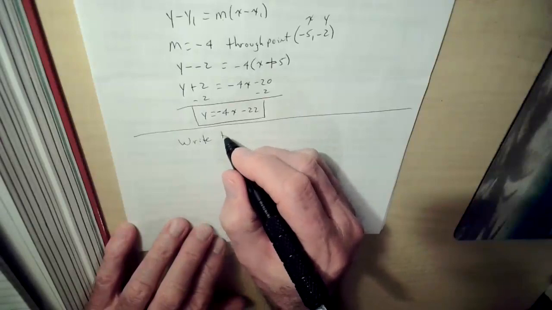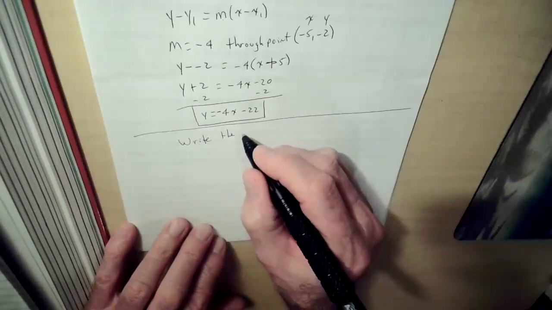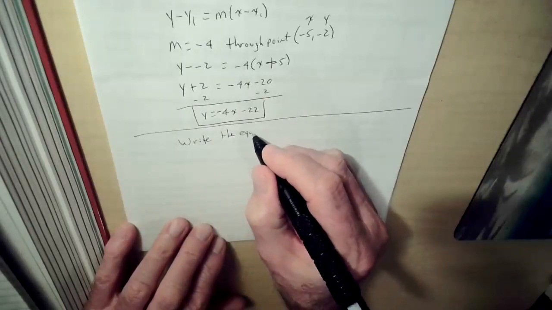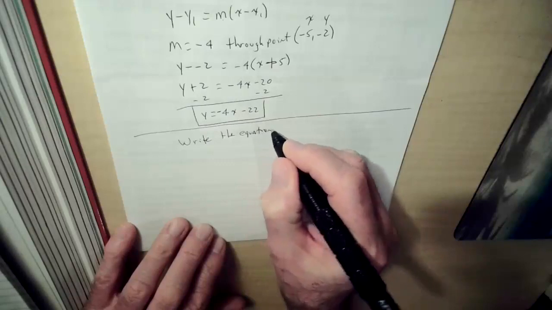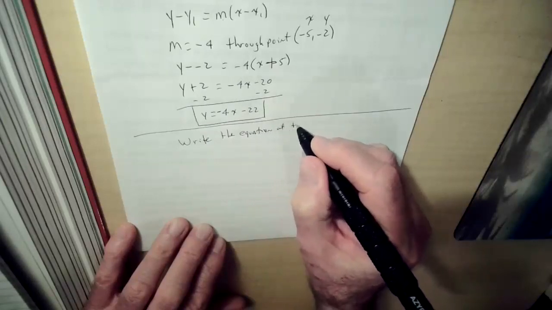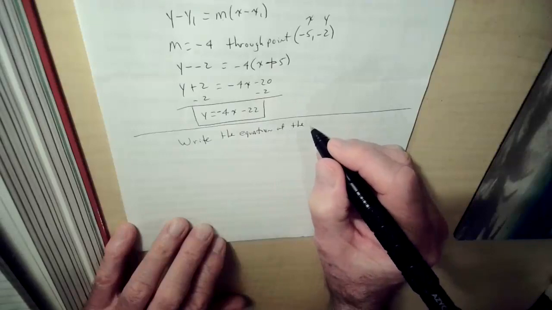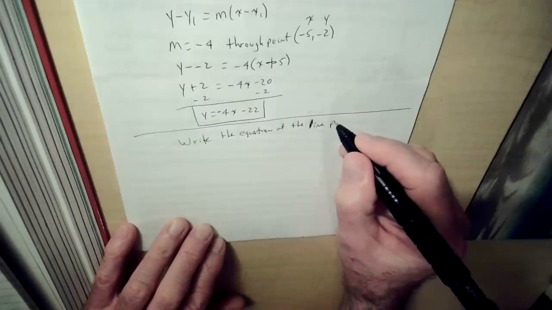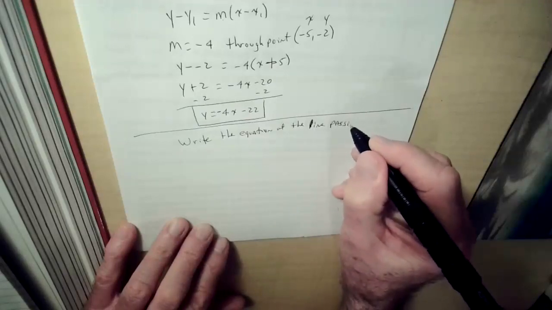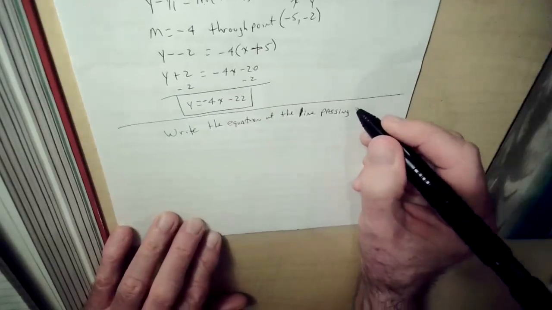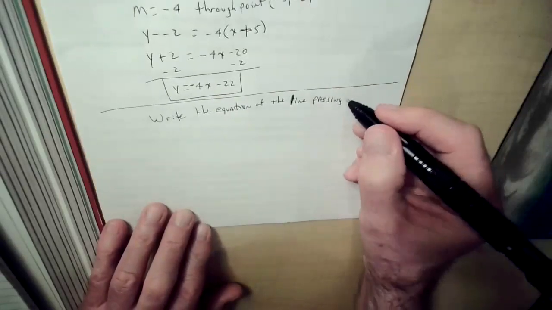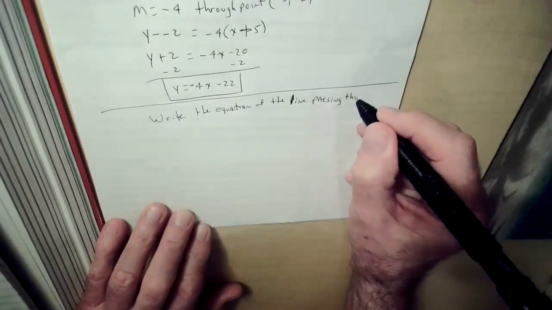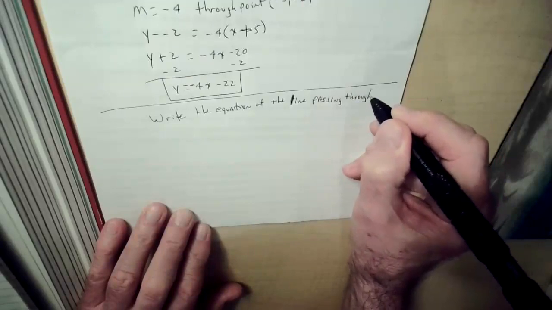And you're going to get this on the final. Right, the equation of the line, stupid boy, L-I-N-E, passing through these 2 points.